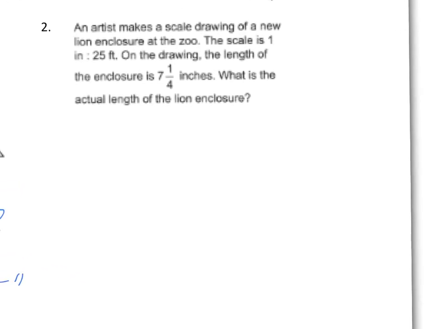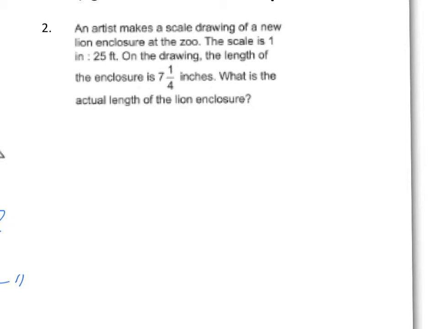All right, look at this. Number 2, we have an artist makes a scale drawing of what they're planning to have for a lion enclosure at the zoo. The scale is 1 to 25. 1 is the inches, 25 is the feet. So on the drawing, the length of the enclosure is 7 1/4 inches. Remember, drawing is on top, the actual length is on bottom. So we're going to put 7 1/4, which we're going to write as a decimal, 7.25.